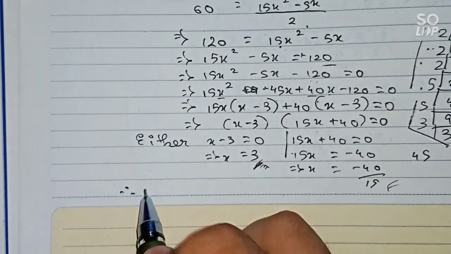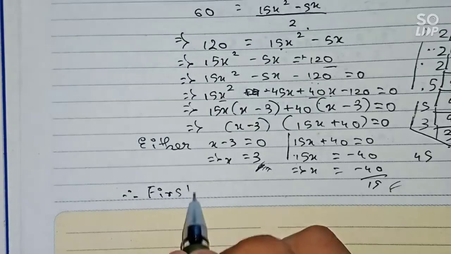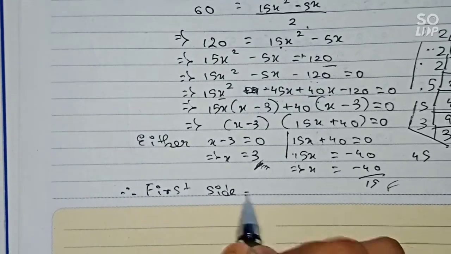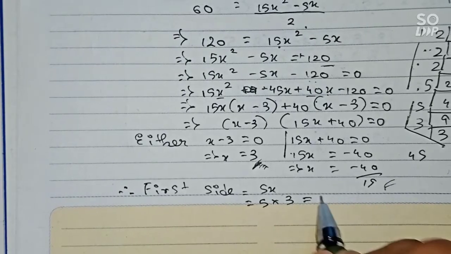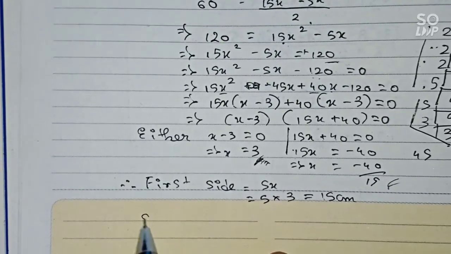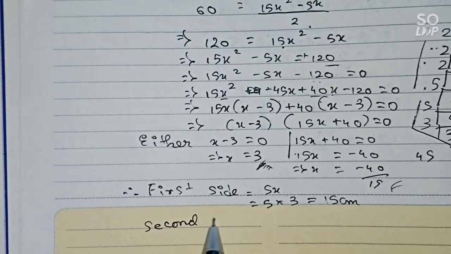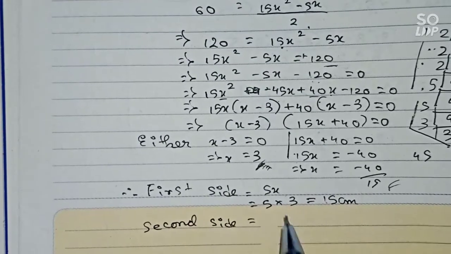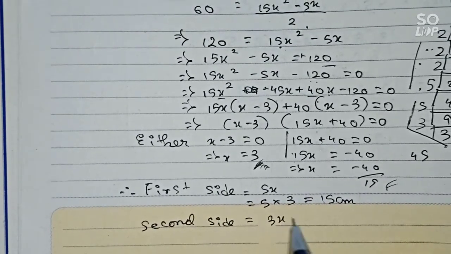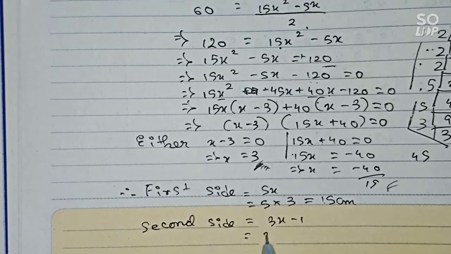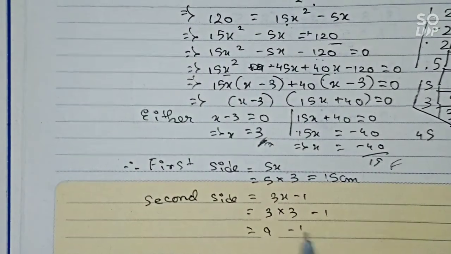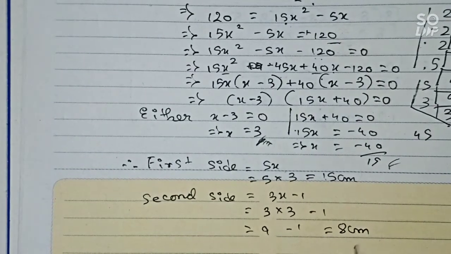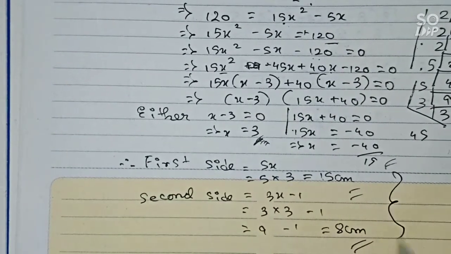So first side, that is 5x: 5 into 3 is equal to 15 centimeter. And the second side, which we have taken as 3x minus 1: 3 into 3 minus 1, so 3 threes are 9 minus 1, that is equal to 8 centimeter. So these are the sides for this question.